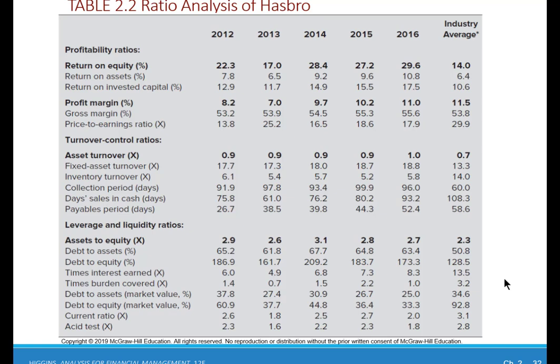There are sources that you can go to find historical industry averages. But again, this is just a nice way of looking at how the company has performed. If you look at return on equity, we seem to be in the upper 20s most of the time, especially the last 3 years, and the industry is at 14. So how would you analyze this?